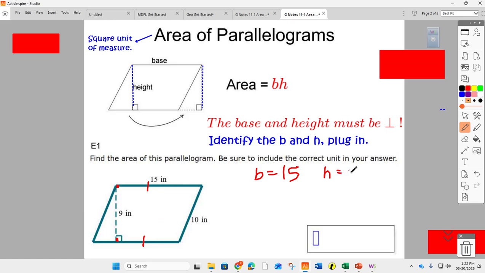Well, that's our height, and what is the height of example 1? 9. So now we just plug into that formula. The area equals the base times the height. And that is 135 inches squared.